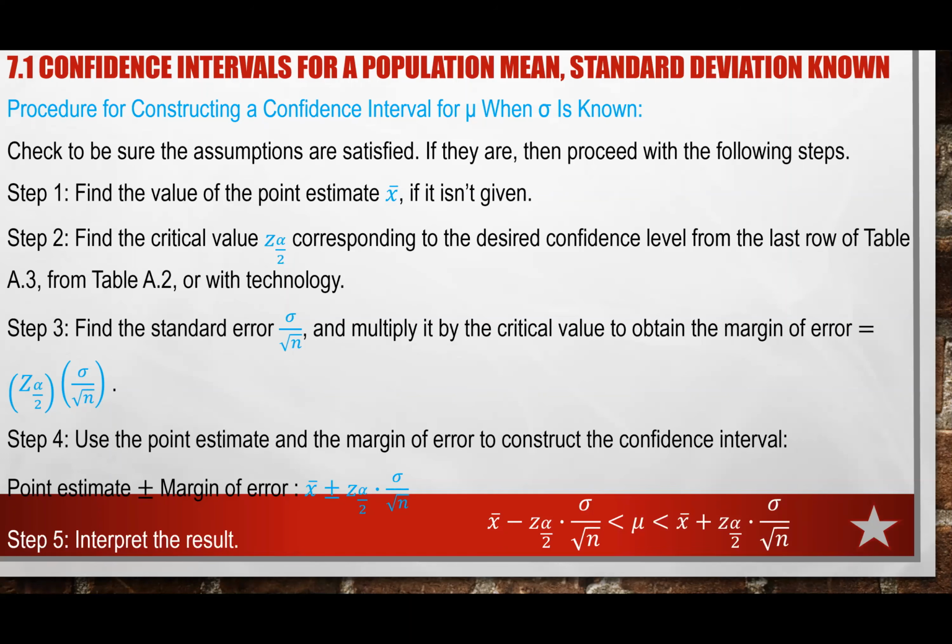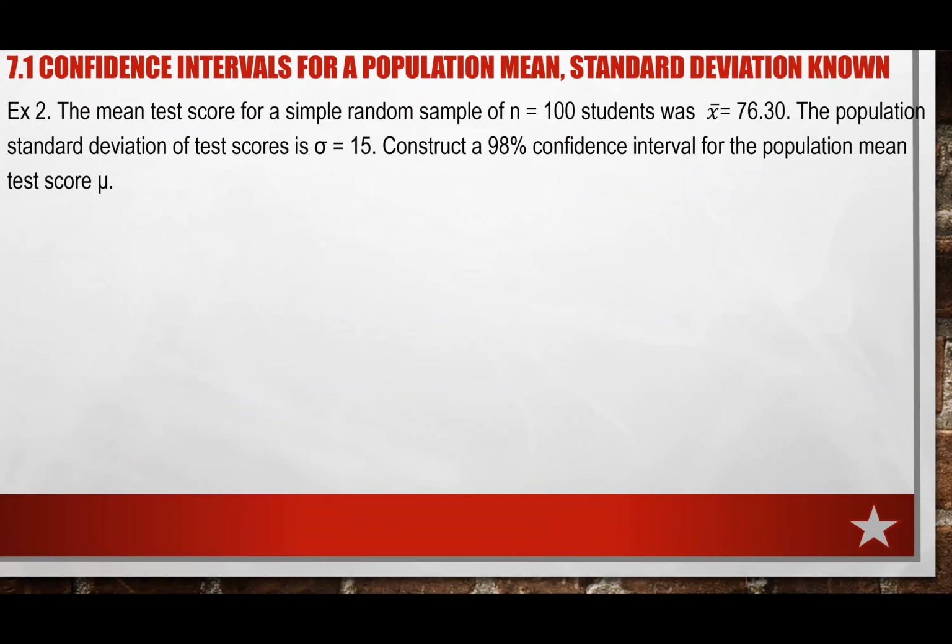Okay, so let's take a look at this step by step in terms of a problem. Let's say this is our problem: the mean test score for a simple random sample of 100 students was 76.3. The population standard deviation of the test is 15. Construct a 98% confidence interval for the population mean. Looking at this, I have 100 students who took this test.